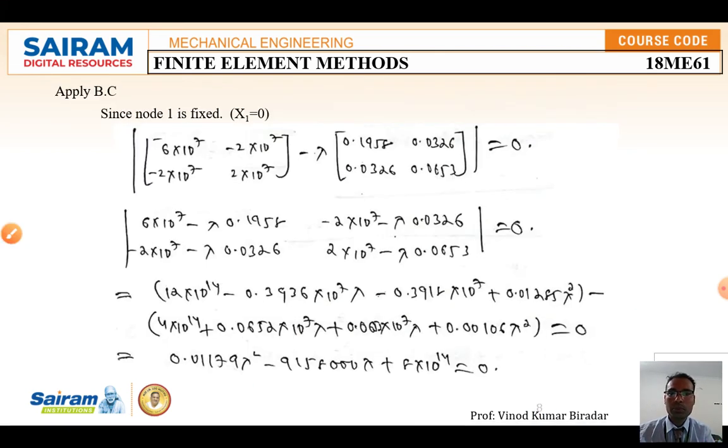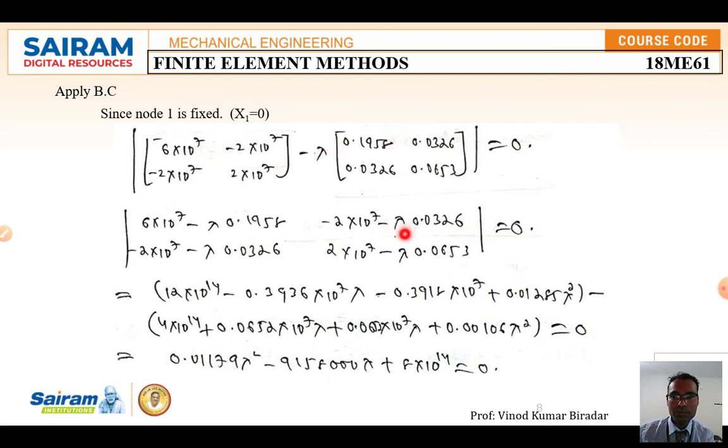After applying this, since node 1 is fixed, that is x1 is equal to 0, after deleting, write down the remaining here. Then simplify this equation. If you simplify, this is kept as it is, and again you have to multiply this, and you are going to get this equation.